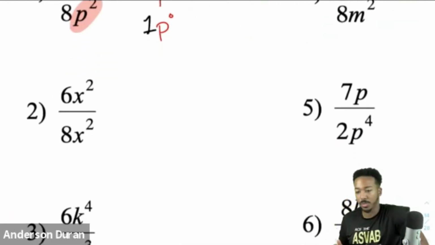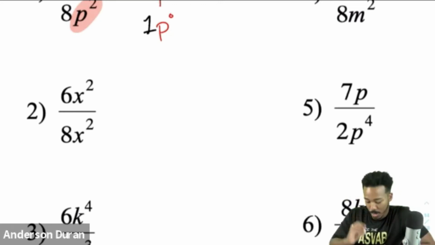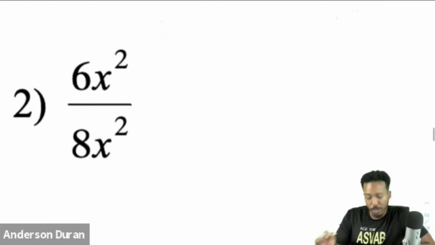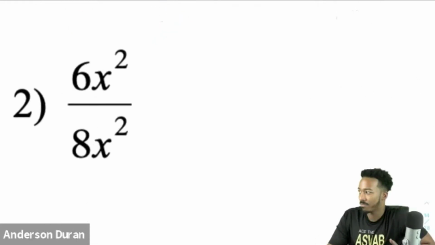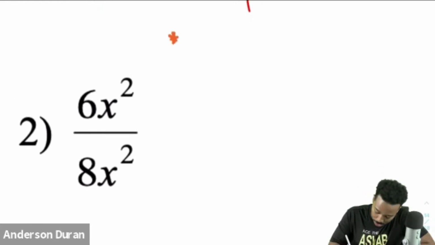So number 2 here, let's get to this one. Let me let some people in here. So we have 6x squared divided by 8x squared. Here's something that we may have taken for granted, and it's simplifying fractions. Let me write this out here. This is a skill that you're going to need to develop, especially if you expect to be successful here. Simplifying fractions is a good skill to have.